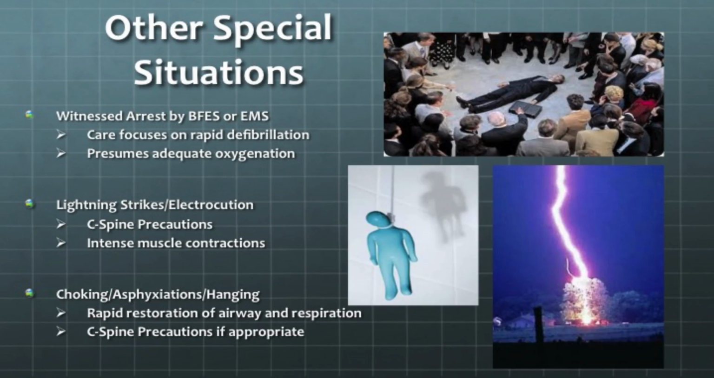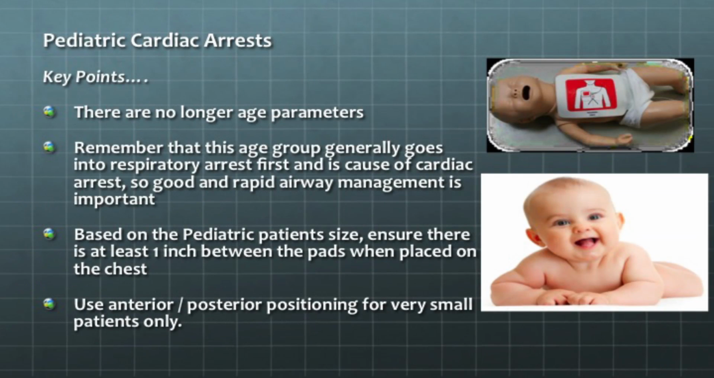Other special situations. For witnessed arrests by Barrie Fire or EMS, the care should focus on rapid defibrillation. Presume that there's adequate oxygen to the heart muscle. Rapid defibrillation is very important. Always assume C-spine precautions with lightning strikes and electrocutions. There are intense muscle contractions with these types of injuries. Choking, asphyxiations, and hangings: rapid restoration of the airway and respiration are very important. C-spine precautions if appropriate.